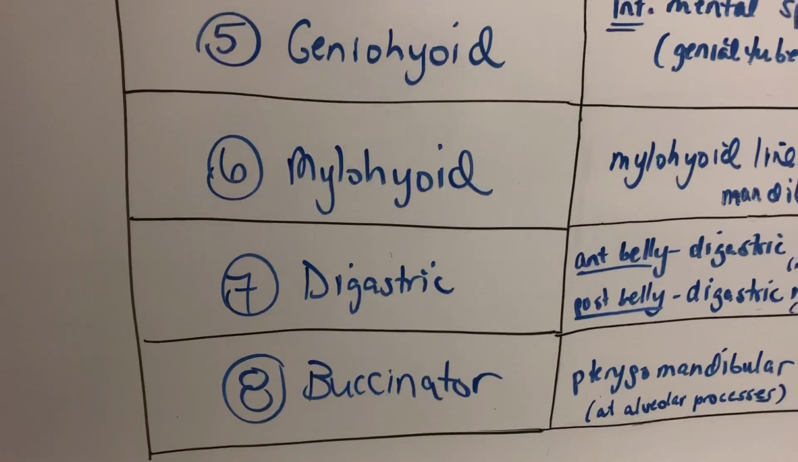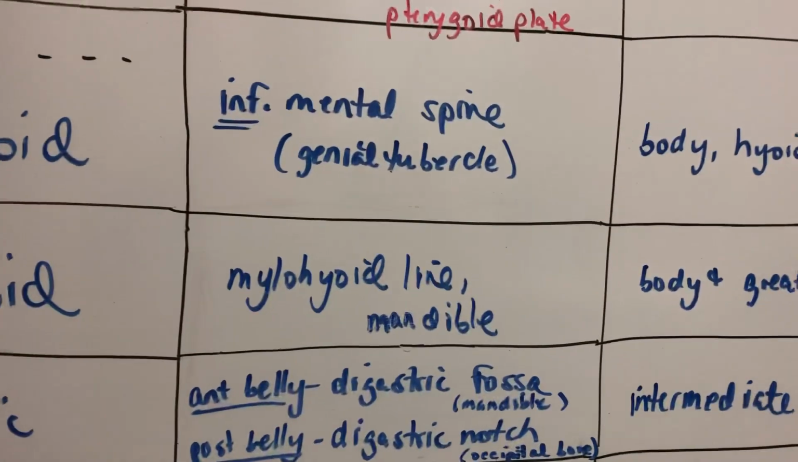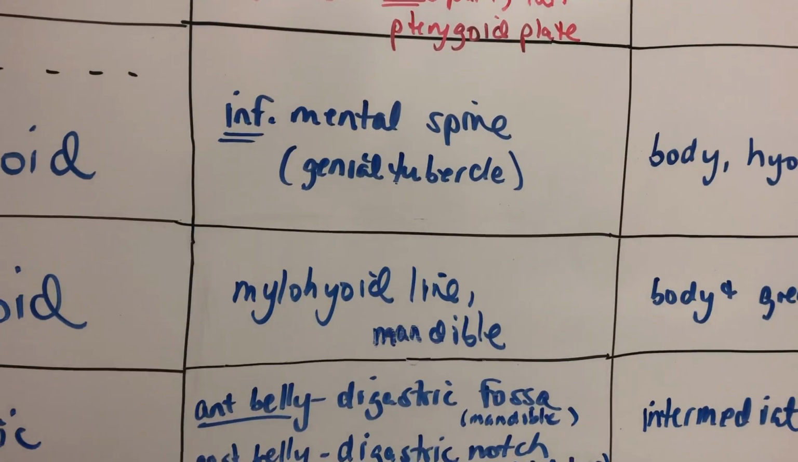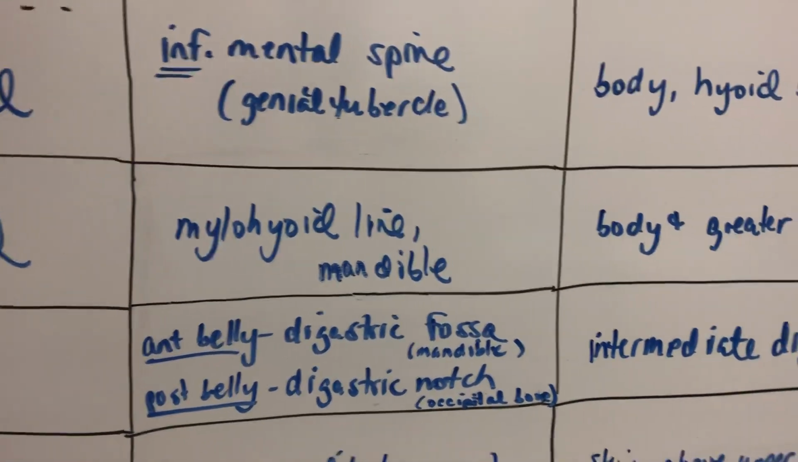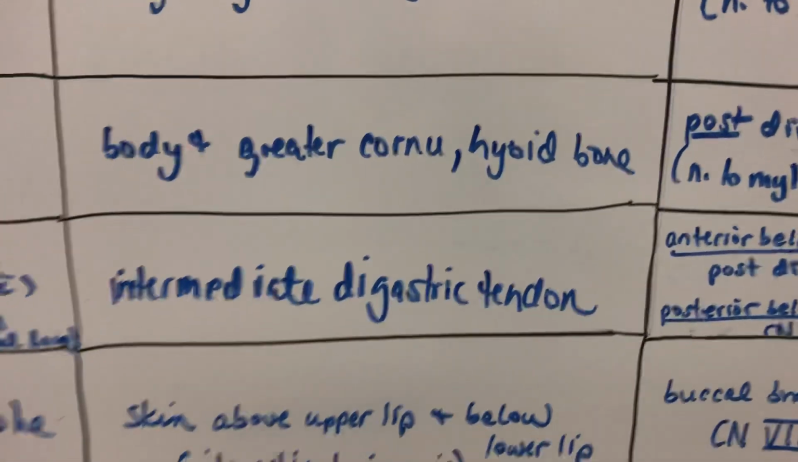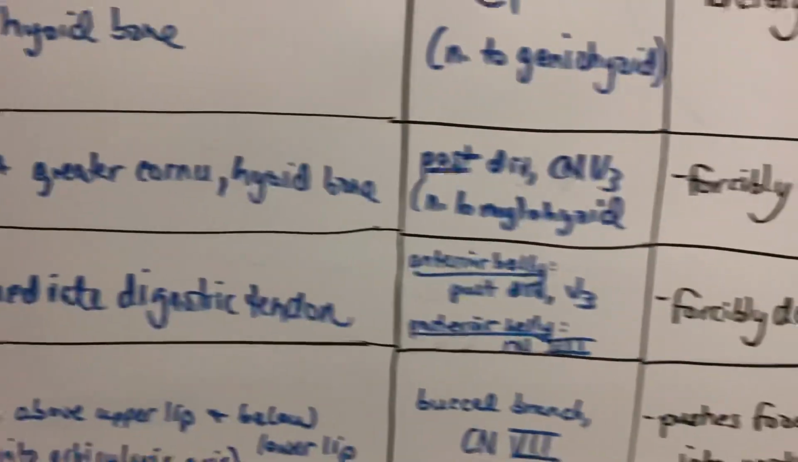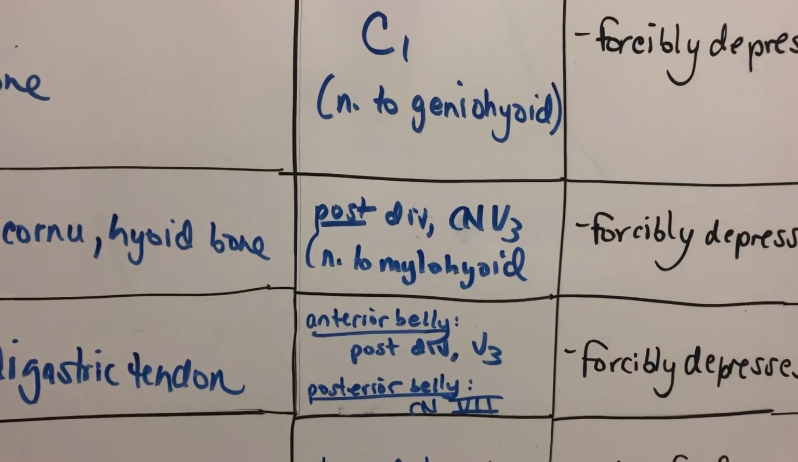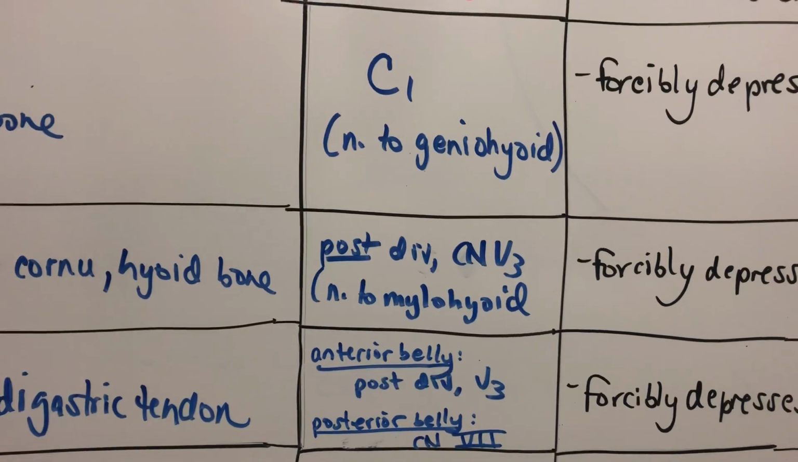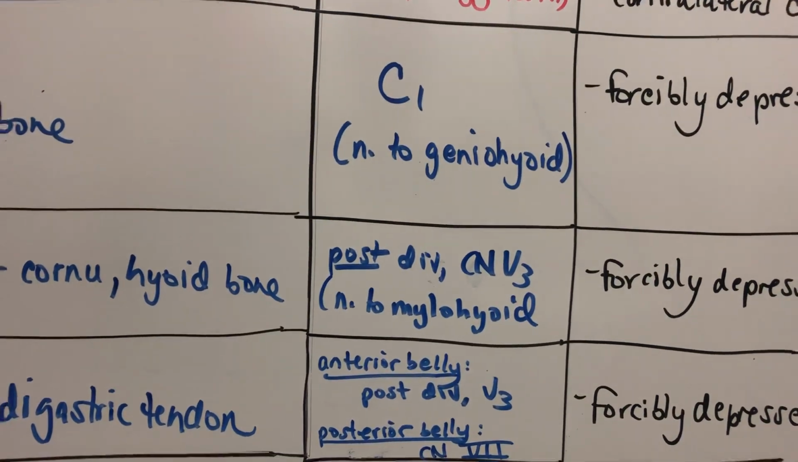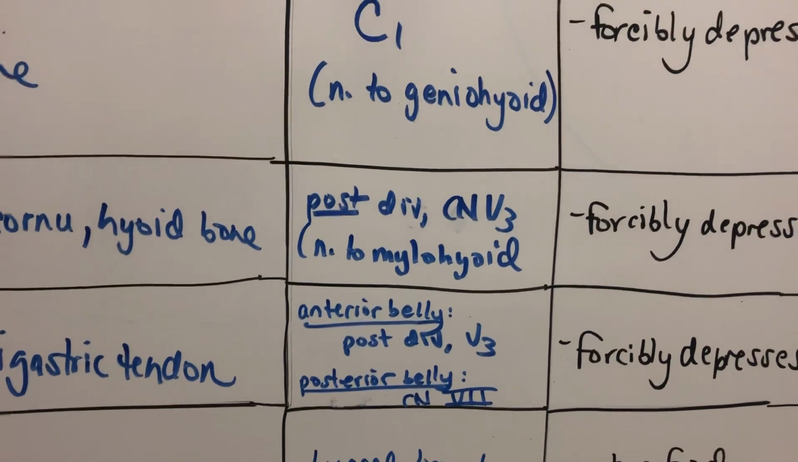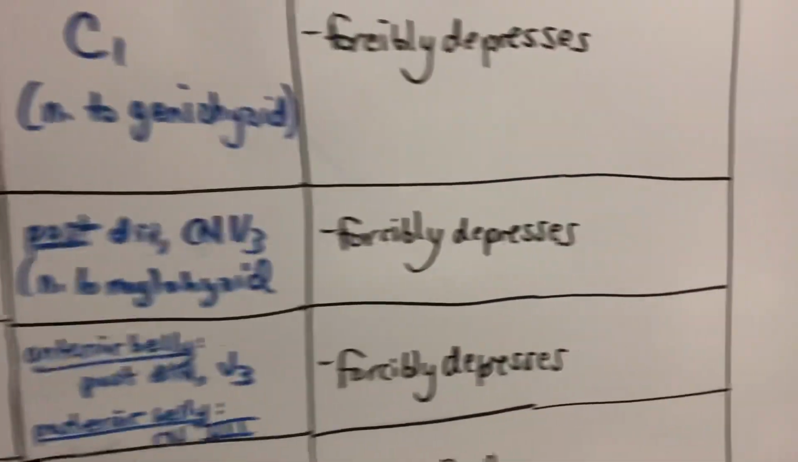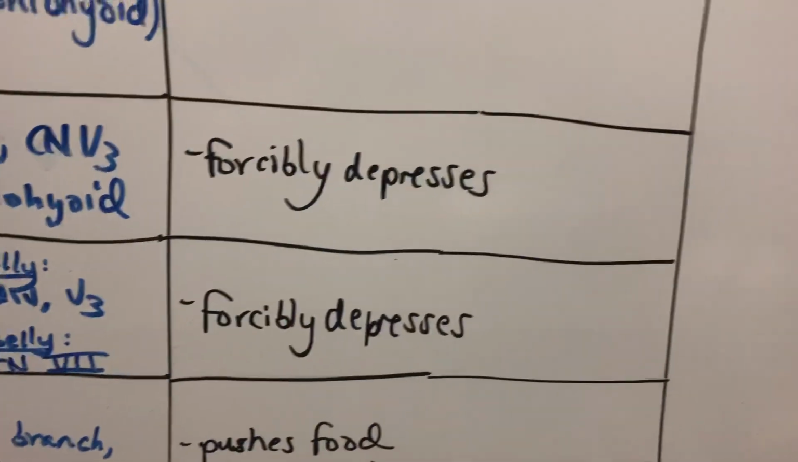Digastric is very similar. The digastric has an anterior and posterior belly. The anterior belly comes from the digastric fossa of the mandible, and the posterior belly comes from the digastric notch of the occipital bone. It inserts onto the intermediate digastric tendon, and the anterior and posterior bellies have different innervations. The anterior belly receives that same nerve to mylohyoid from the posterior division of V3, and the posterior belly comes from cranial nerve 7's posterior auricular branch.